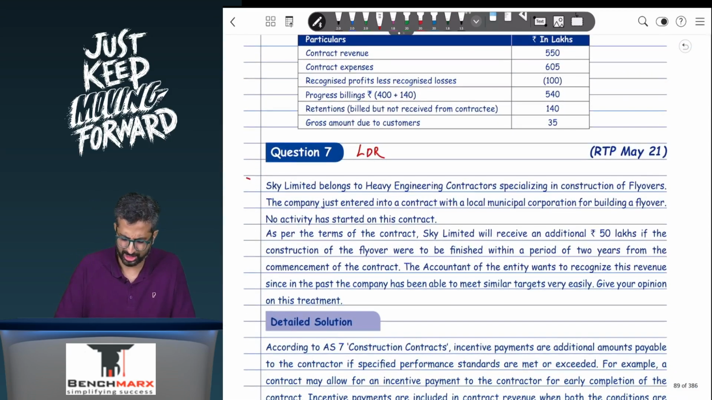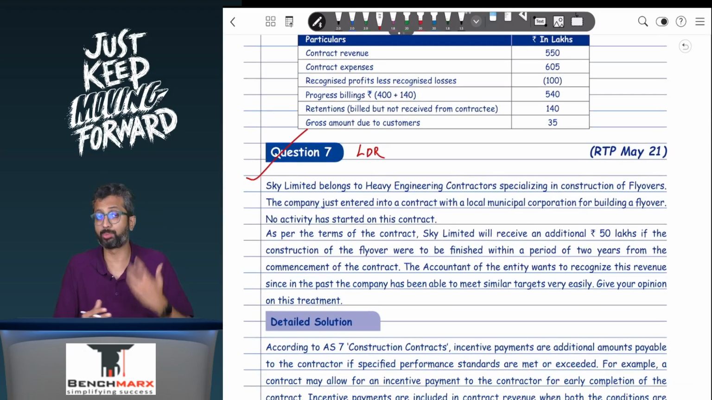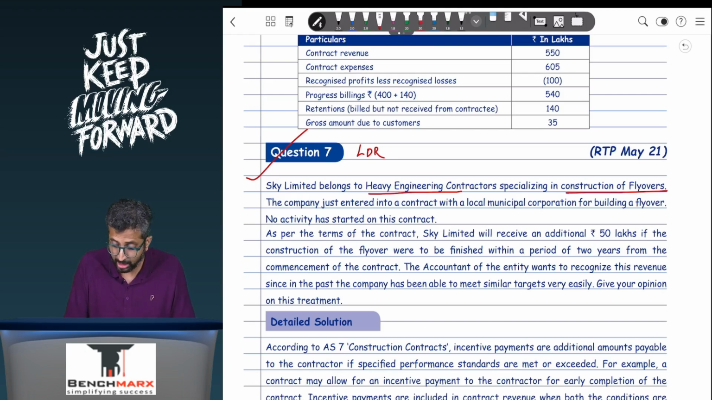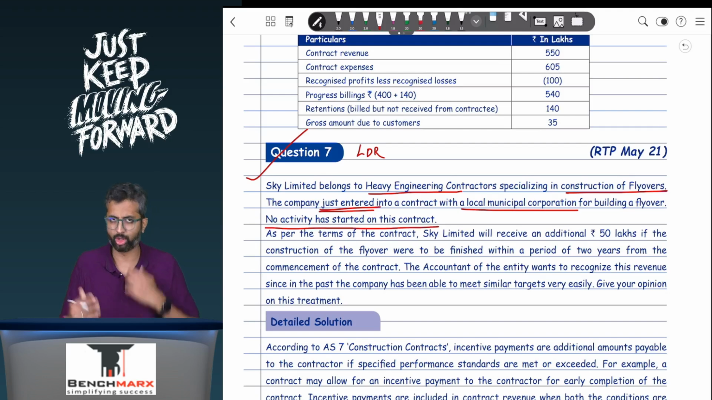Next, you go to question number 7. Now, this is a case-based question on performance incentive, which the institute likes asking. Sky belongs to the heavy engineering contractor specialized in construction of flyovers. The company just entered into a contract with a local municipal corporation to build a flyover. No activity has started on the contract. As per the terms of the contract, Sky will receive an additional 50 lakhs if the construction of the flyover were to be finished within a period of 2 years.